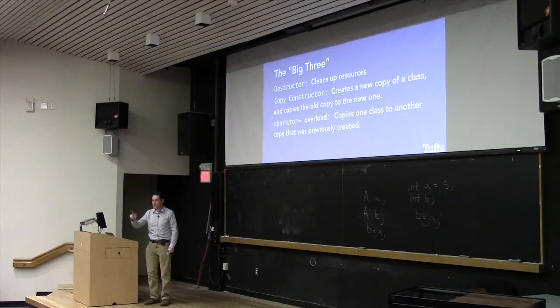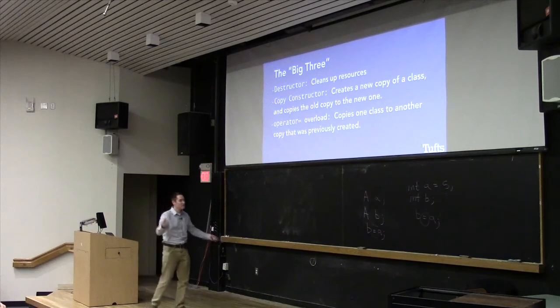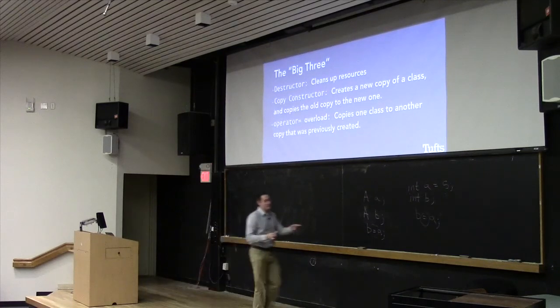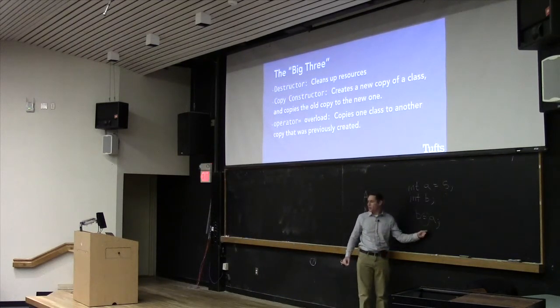OK? Any questions on the big ideas so far about these three things? The first one is about cleaning up. The second two are about copying data across. Yes? Why would you ever say b equals a? Do you ever do anything like that in your code? Well, only for normal variables.